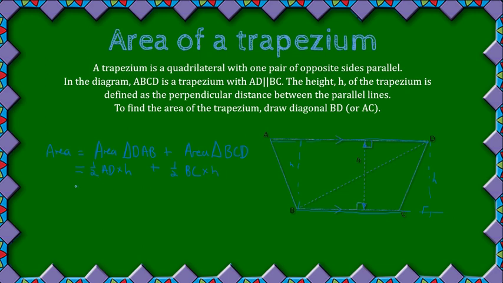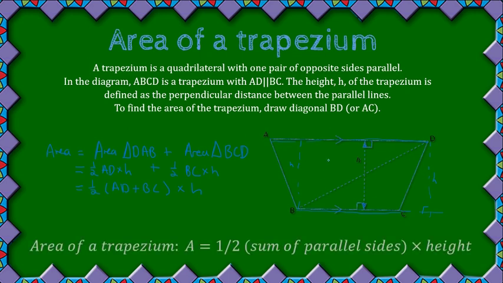Now to simplify this, we can factor out the half and the h. So let's write it as a half, and then AD plus BC, times the height. I've just pulled out the half to the front of the bracket, and I've pulled out the h over here at the back of the bracket. So this is our general formula for a trapezium: half times the sum of the two parallel lines times the height.